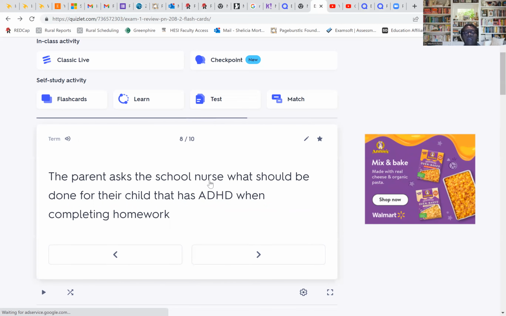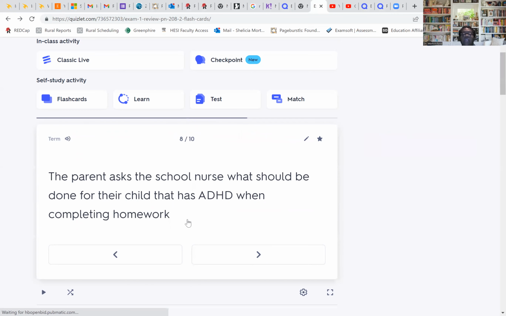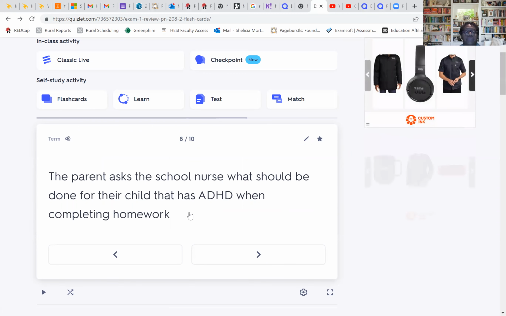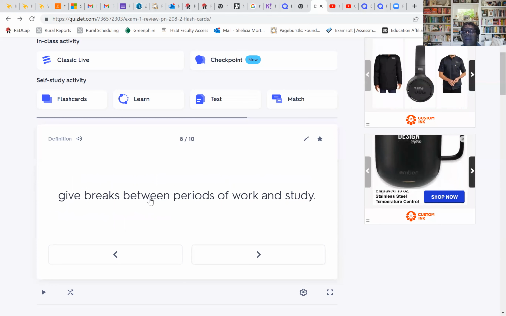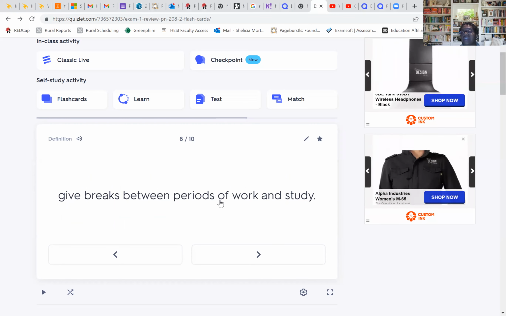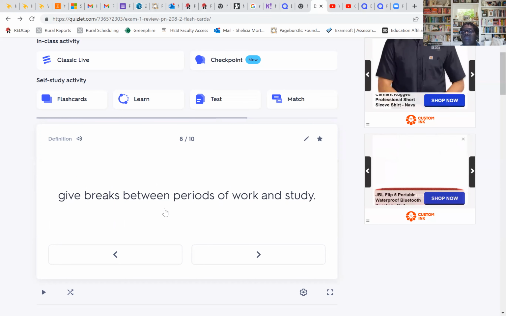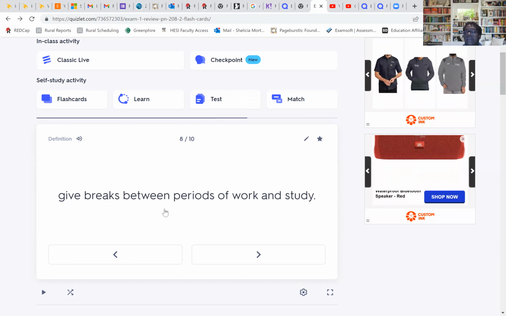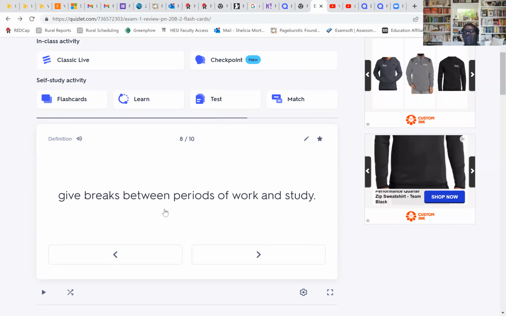The parent asks the school nurse what should be done for their child that has ADHD when completing their homework. So the parent is asking you, the school nurse, what suggestion do you have? So you should expect to tell the parent, give the child breaks between periods of work and study. That way their focus can be brought back in alignment if you give those breaks between doing one thing and the other.